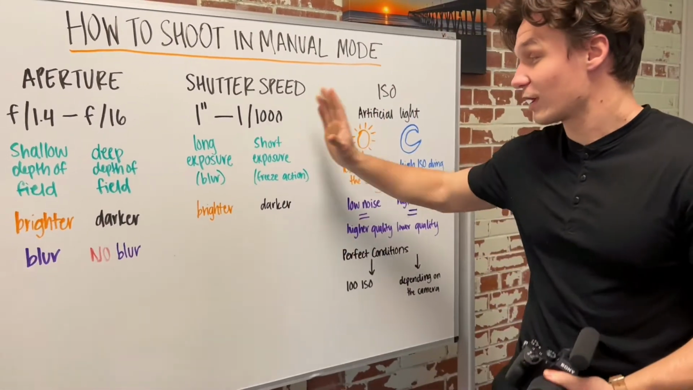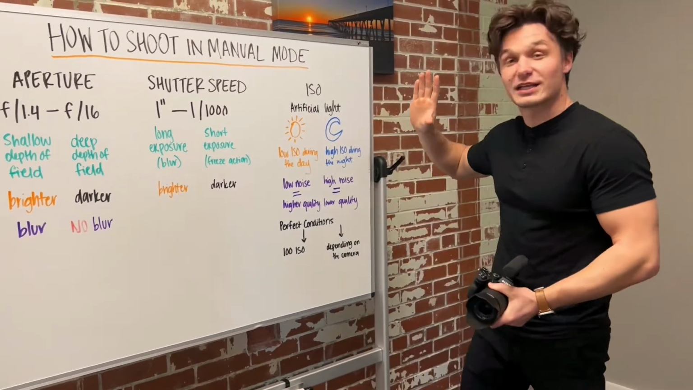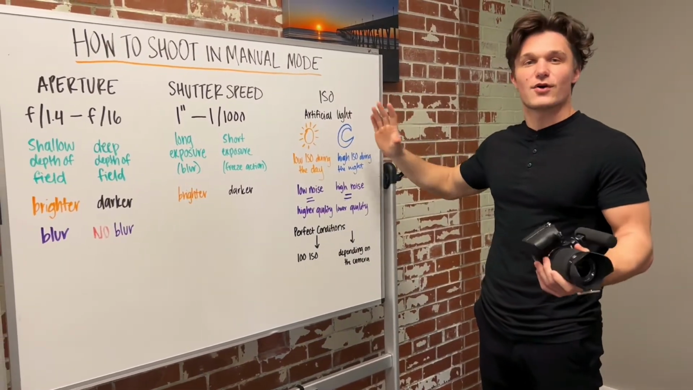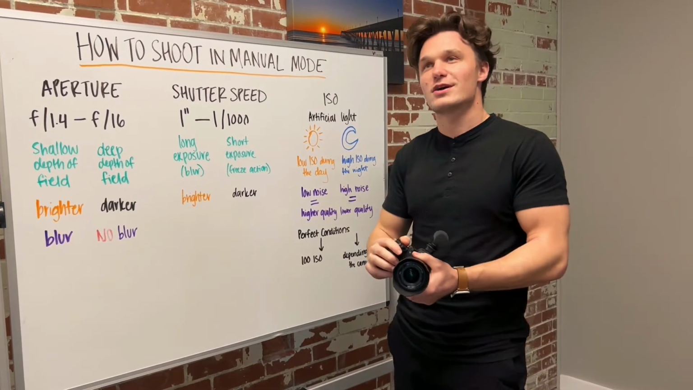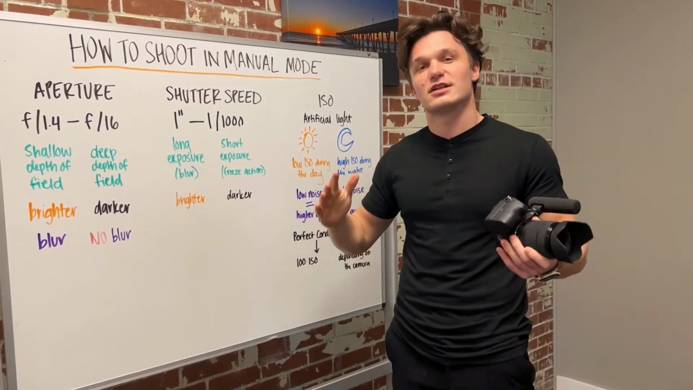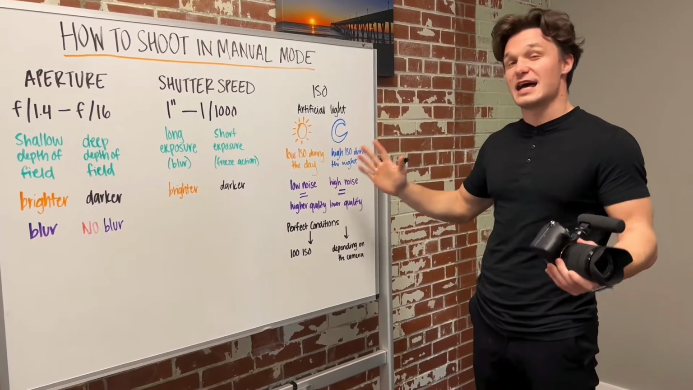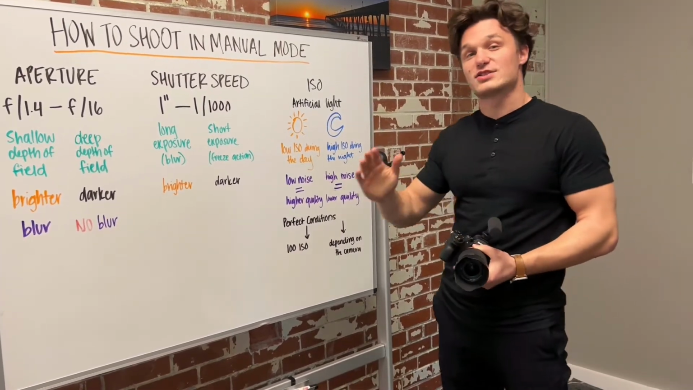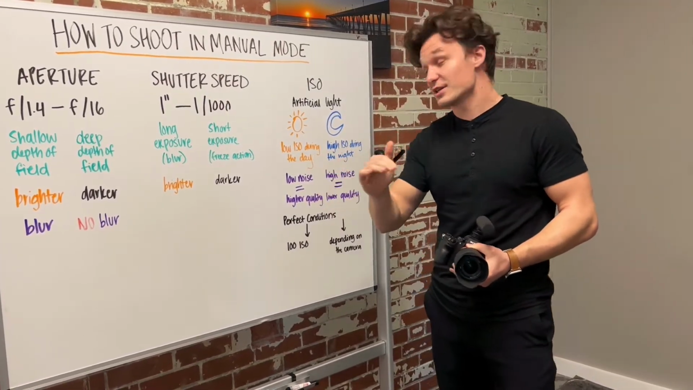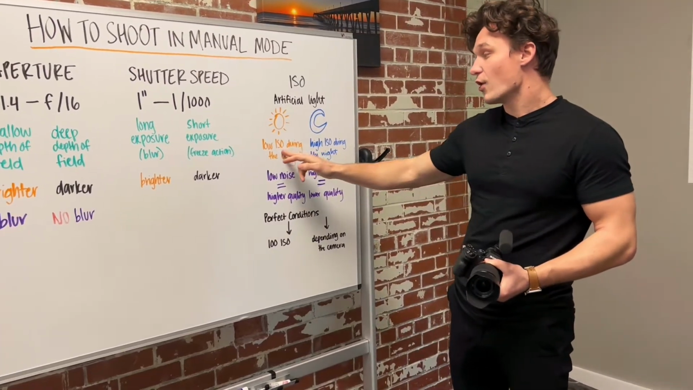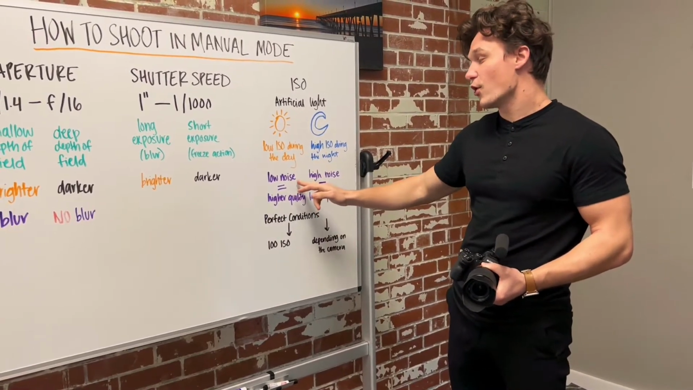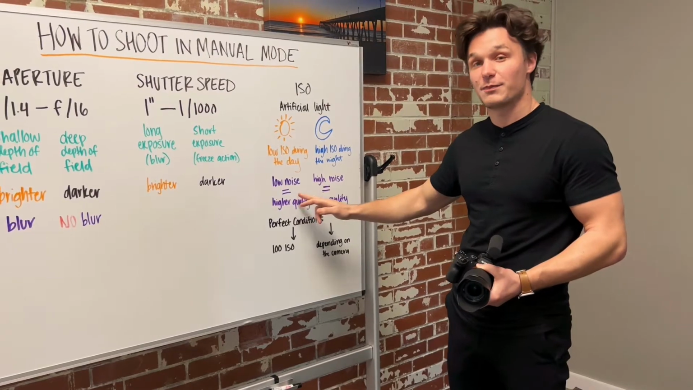Alrighty, we covered shutter speed. Now we're gonna cover ISO. What is ISO? The easiest way to explain ISO is that it's more like artificial light. If you're shooting on a beautiful sunny day, you want to keep your ISO as low as possible. The reason is because low ISO equals low noise and higher quality pictures.